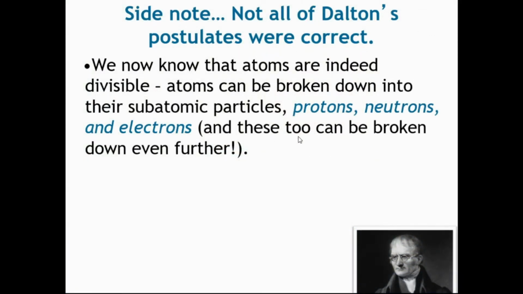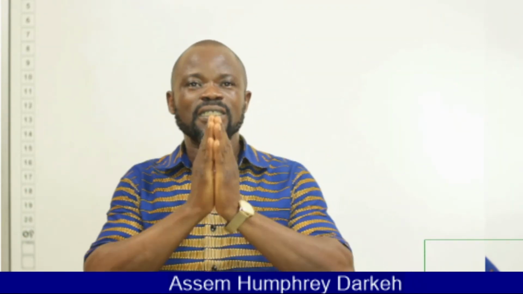Today we know that atoms are indeed divisible, right? Because when we split the atom into its elementary particles, we end up getting protons, neutrons, electrons, and we even said that these particles can still be split into other smaller substances like the muons, the quarks, and so on and so forth. So again, Dalton's postulates did not consider this very important observation.